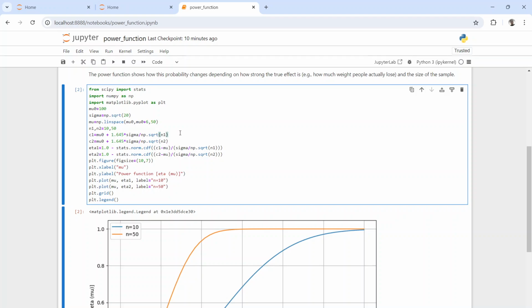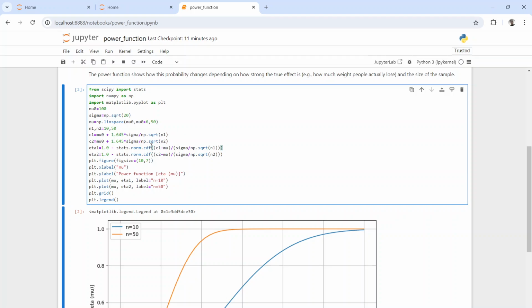C1 and C2 are critical values for the hypothesis testing at the 95% confidence level. Here 1.645 is the z-score for a one-tail test at this level. The formula is adjusted by dividing sigma by the square root of sample sizes n1 and n2.